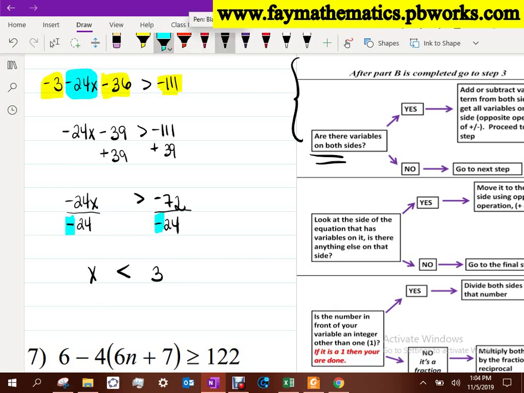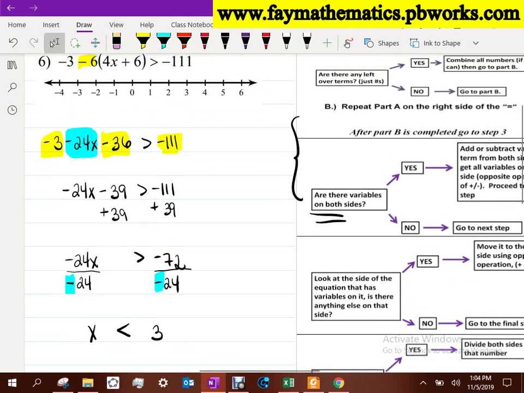Now, when you shade that, when you graph that, what is your starting point? Where on my graph do I plot? On 3. Open or closed? Open. Shade which direction? Good. All right.